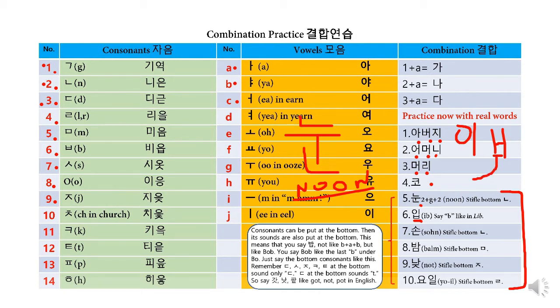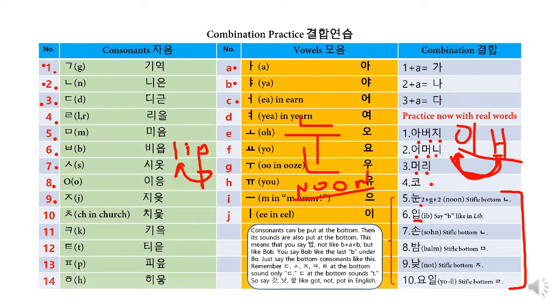But this will go down here, not put outside. And then the sound should also be put down here. Don't say this like Eve, but Eve. How do you say in English this word? Do you say this word like lip? Or do you say lip? Yes, this P goes under and is stifled. So all Korean words with a bottom consonant, that bottom consonant goes under, and don't put that bottom consonant sound outside.